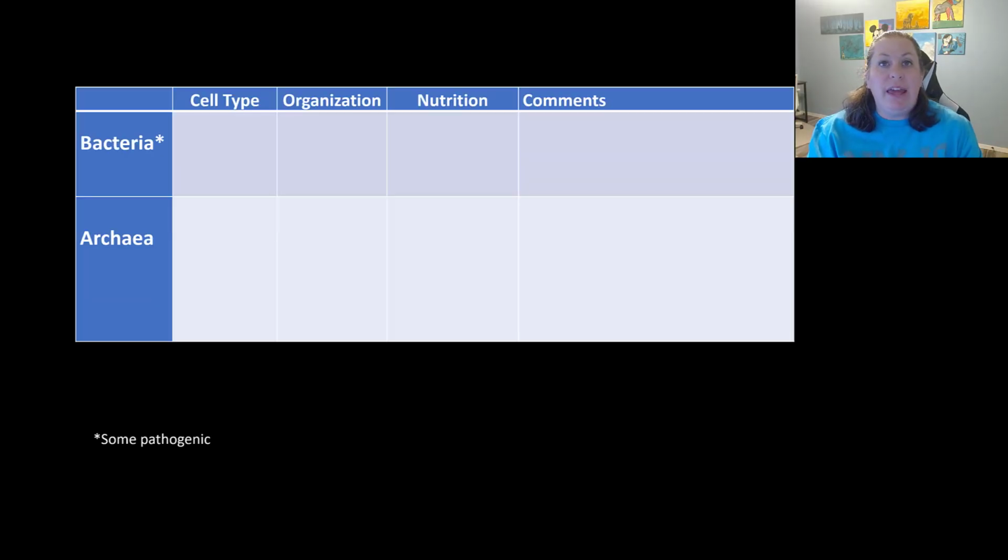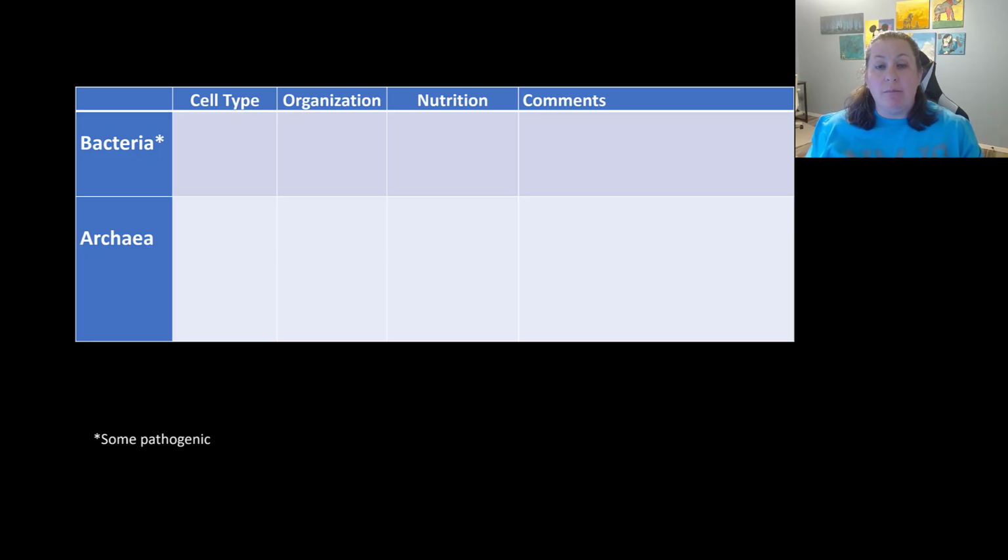Our next groups we're going to look at are the bacteria and the archaea. Now, bacteria can be pathogenic. They are not all, but some of them are, which means, again, they can make us sick. But archaea doesn't have any in that category. Archaea has no pathogenic versions or organisms.